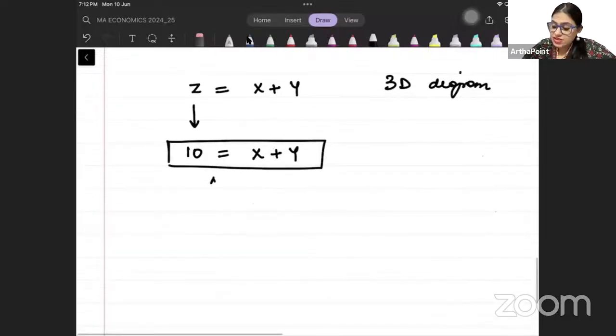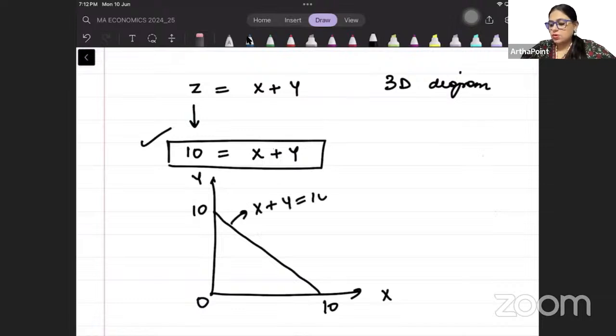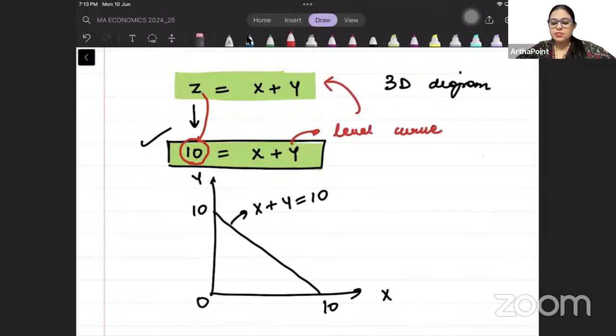Now I have fixed the value that Z is 10, and I will get a 2D diagram, where this is X, this is Y, here you will have 10 and here you will have 10. This line represents X plus Y is equal to 10. So when we go from a 3D diagram to a 2D diagram by fixing the value of Z, that becomes the level curve of this equation.